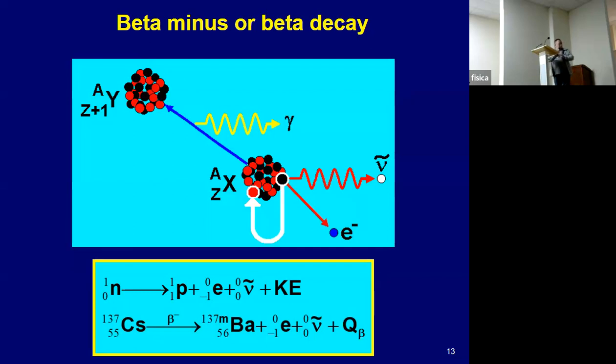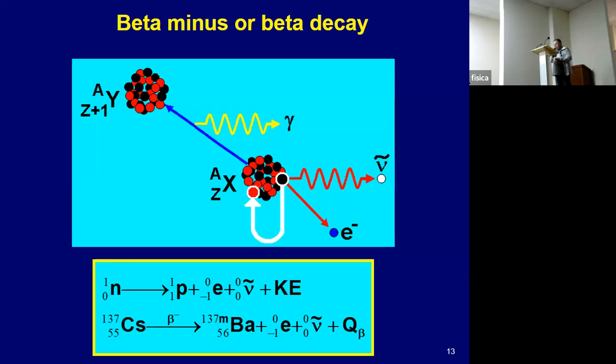And another example: cesium-137 has such an opportunity, beta minus decay to barium-137 metastable, plus, of course, an electron and an antineutrino, and of course, some energy.